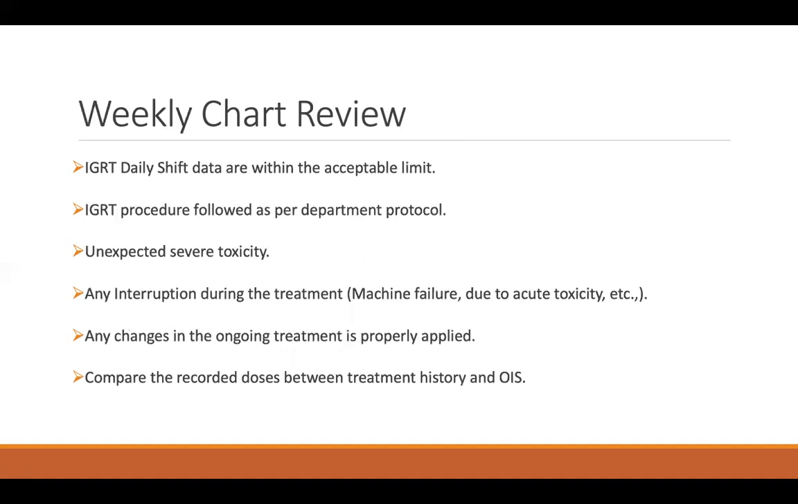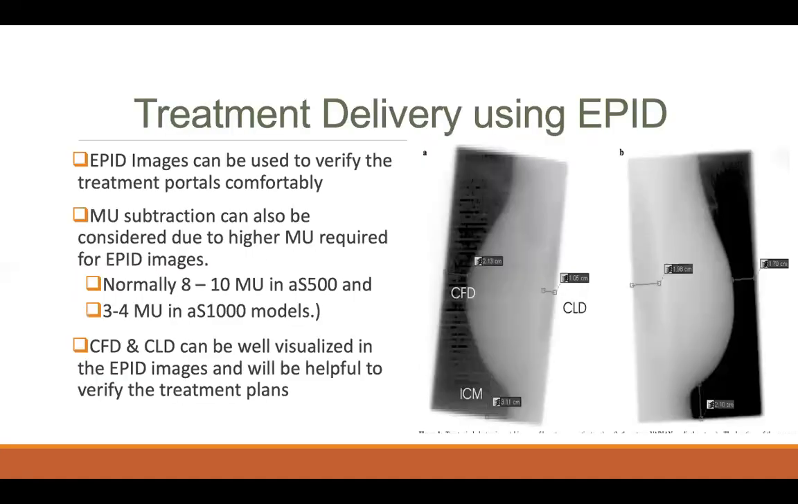Weekly chart review. IGRT daily shift data should be checked to be within the acceptable limit. IGRT procedure should follow the departmental protocol. Unexpected severe toxicity should be reported. Any interruption during the treatment should be reported. Any changes in the ongoing treatment should be properly applied. Compare the recorded dose between the treatment history and the OIS.